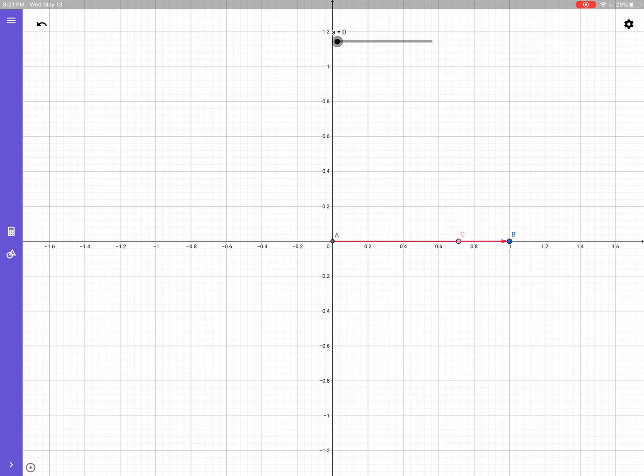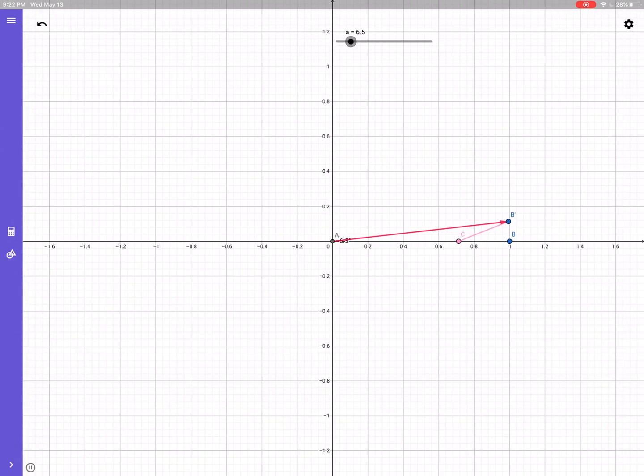We have A, C, and B prime all collinear. They're all in the same line. In fact, they're on the same ray, which is A, B prime. Now, when I take this and I actually start to make a triangle out of it, you'll see that I'm going to do a rotation about A. So when I do this, I want you to pay close attention to just a few things.